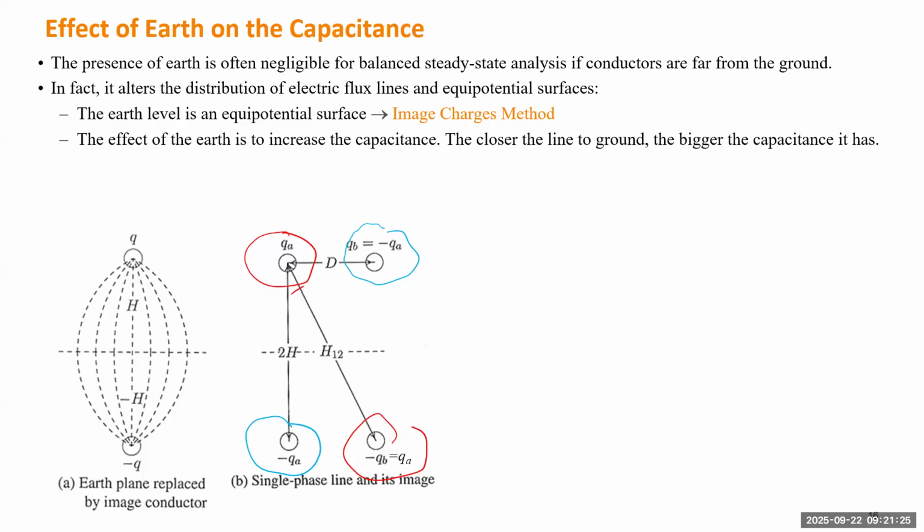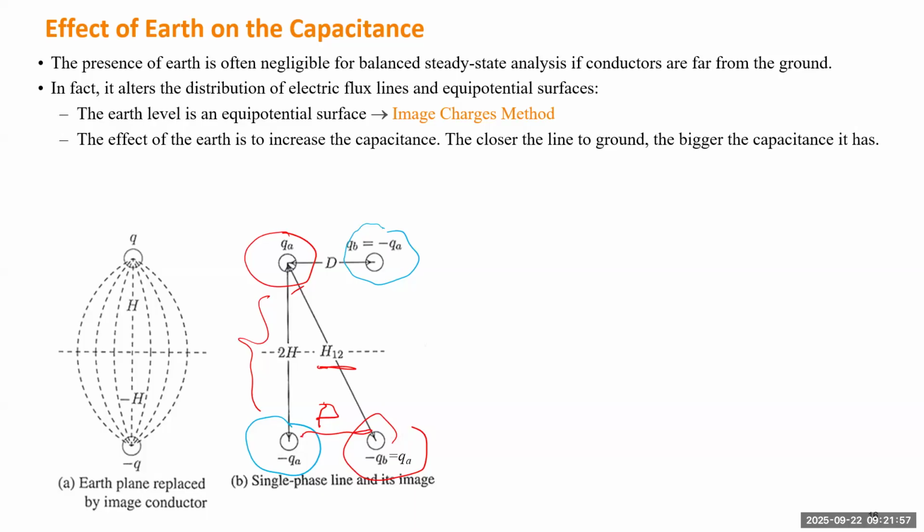And based on the geometry, you can know this distance is double H. If you measure how high the conductor is from the ground, this side will be 2H, and the diagonal we call H12. So there's a triangle. Based on this triangle, if we know the distance D, we will be able to calculate H12 by the Pythagorean theorem.